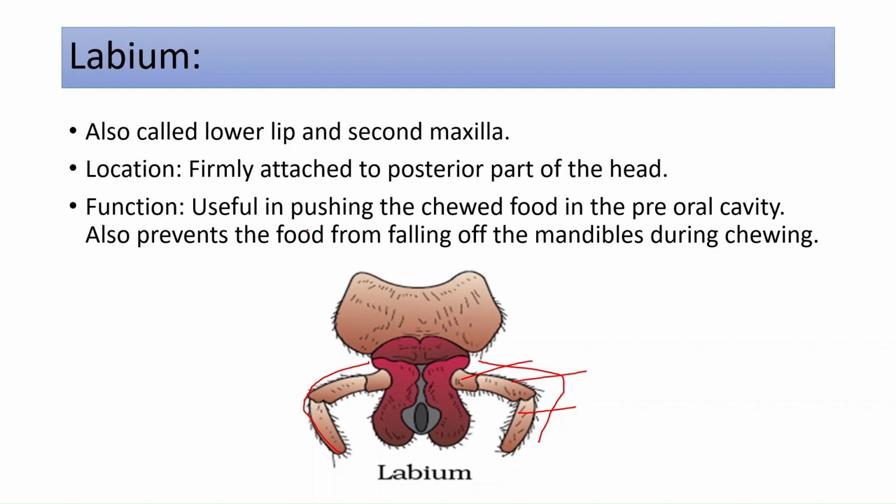Now, what is the function of the labium? It is useful in pushing the chewed food. So, once the cutting and crushing of food has been done, it will push that chewed food into the preoral cavity. And also, when the mandible is cutting and crushing the food, the labium will prevent the food from falling off the mandible. Okay, so it will prevent the food from falling off the mandibles during chewing, and also it will push the chewed food into the preoral cavity.